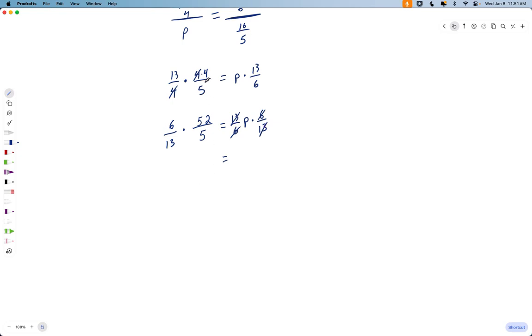So I know for a fact, because I just did it, that 13 times 4 is 52. So I can rewrite this as 6 over 13 times 13 times 4 over 5 is equal to p, because this is all canceled. That allows me to cancel out that 13. 6 times 4 is 24, and the denominator is 5. And that is my solution.